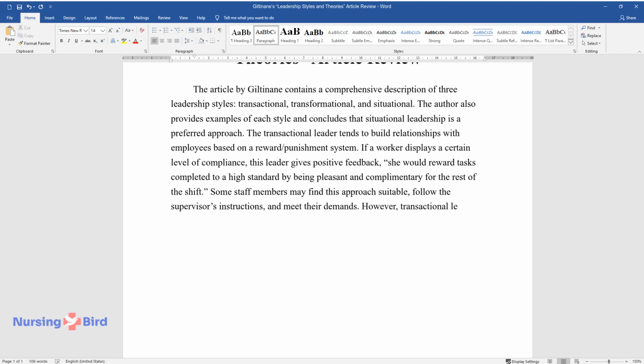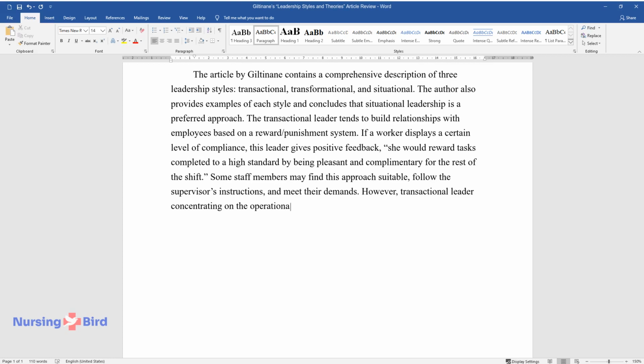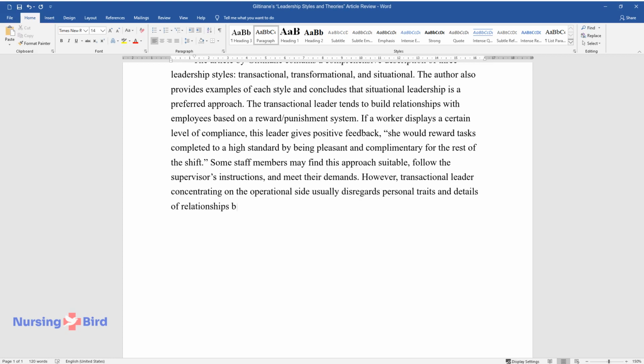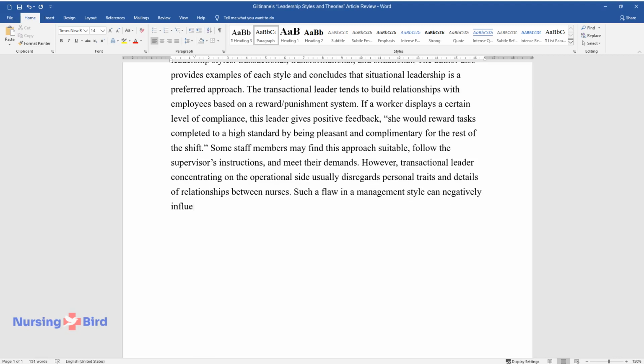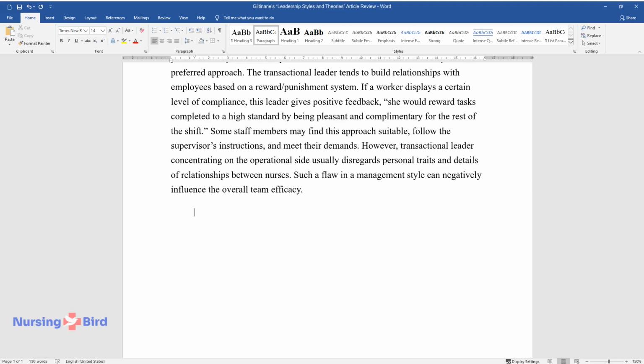However, a transactional leader concentrating on the operational side usually disregards personal traits and details of relationships between nurses. Such a flaw in a management style can negatively influence the overall team efficacy.